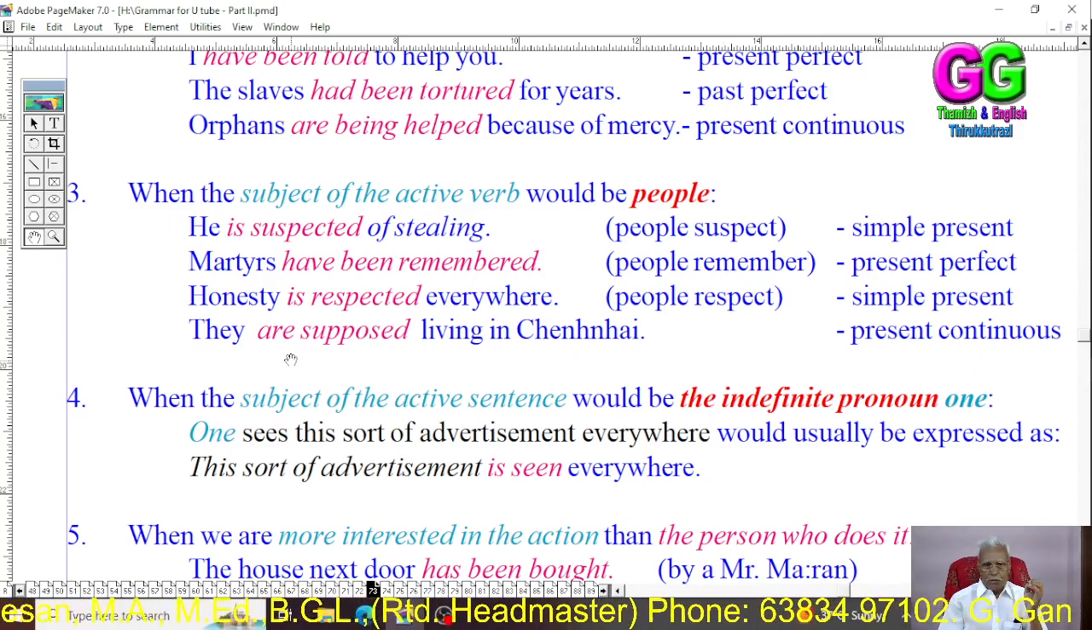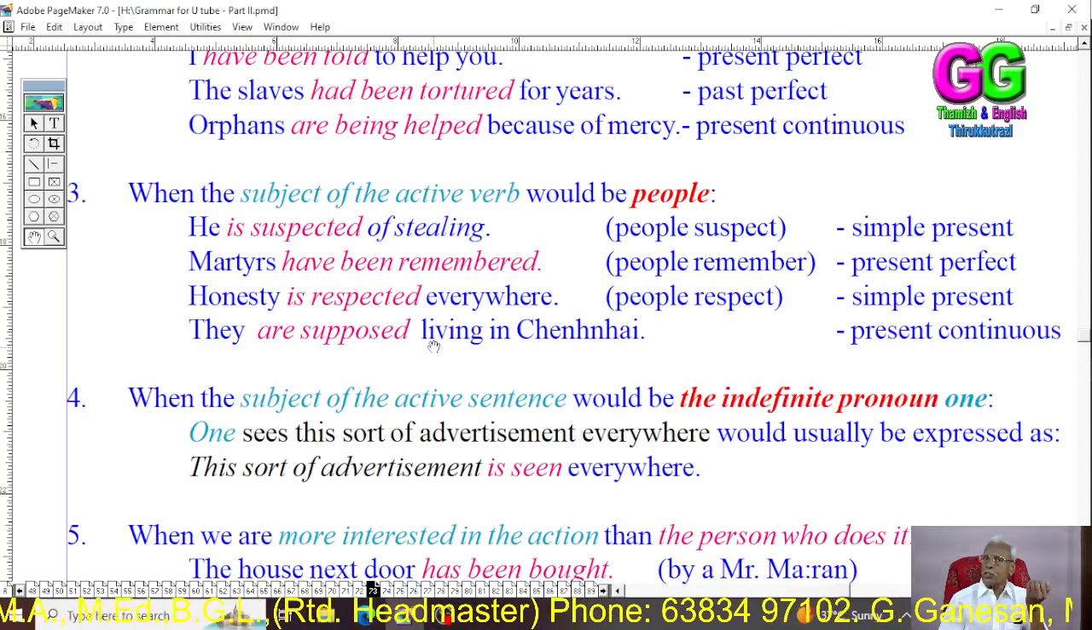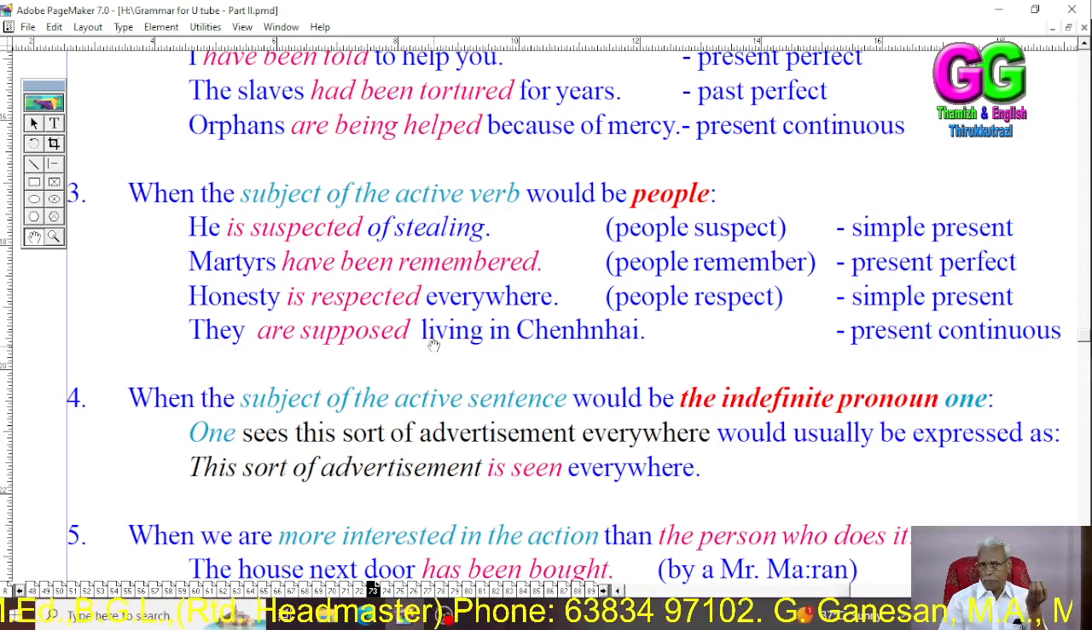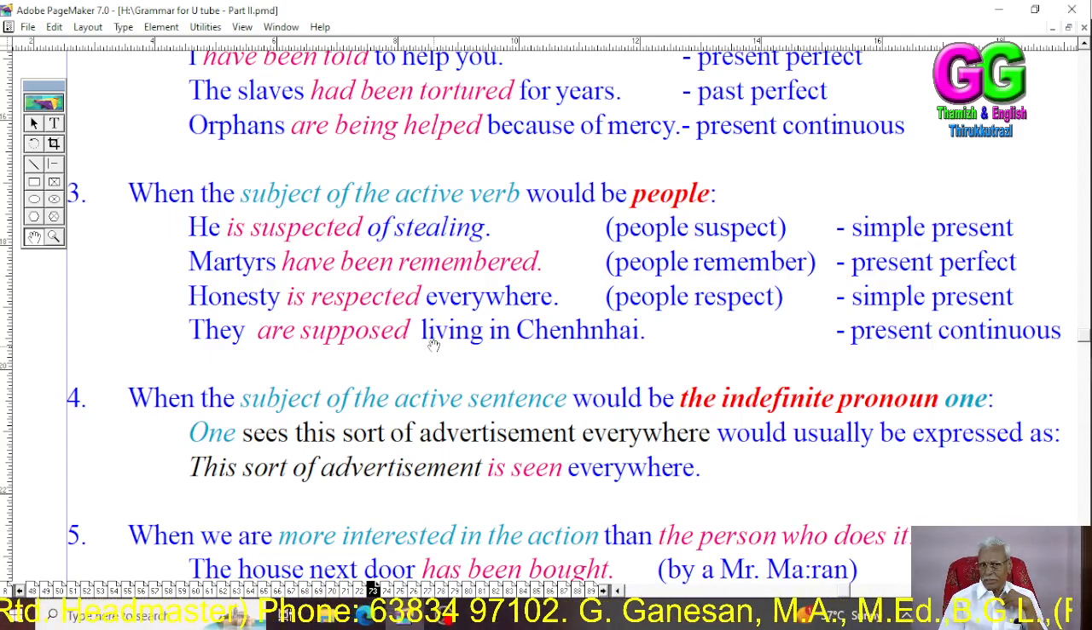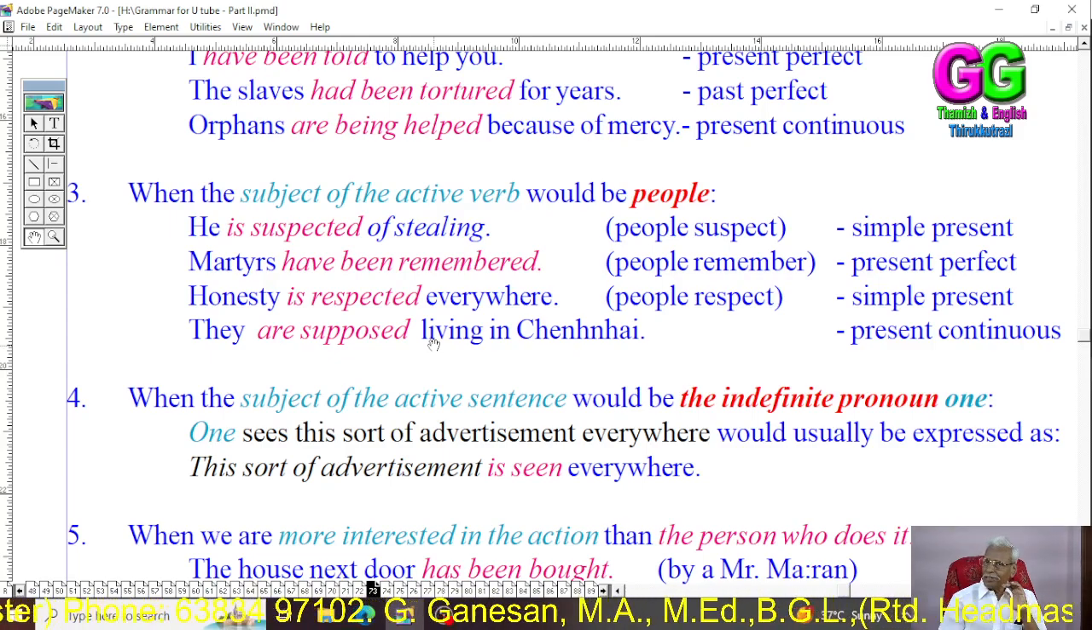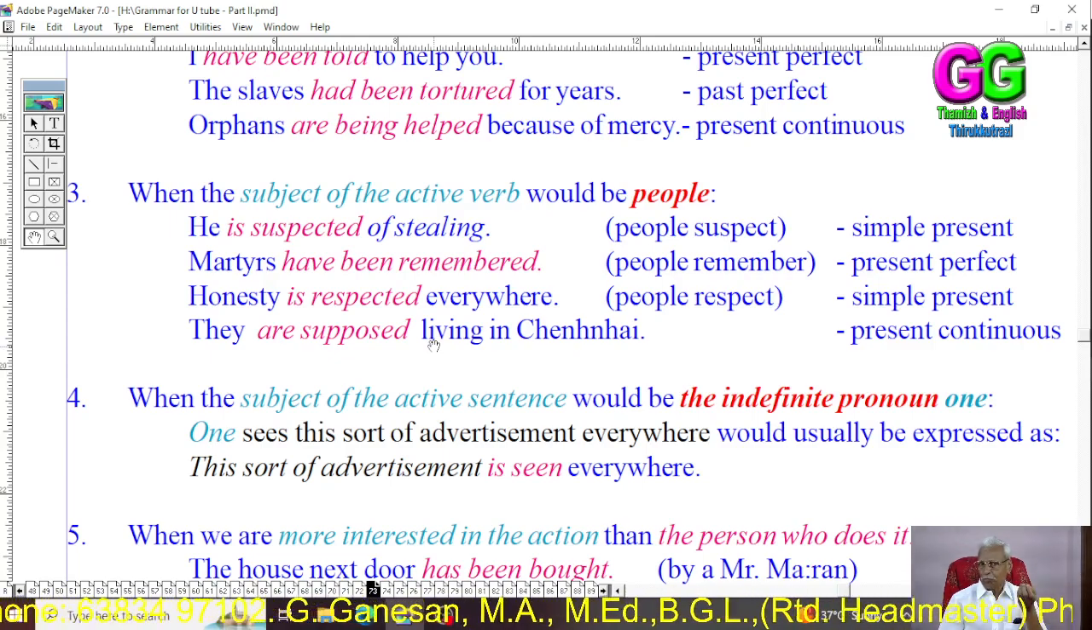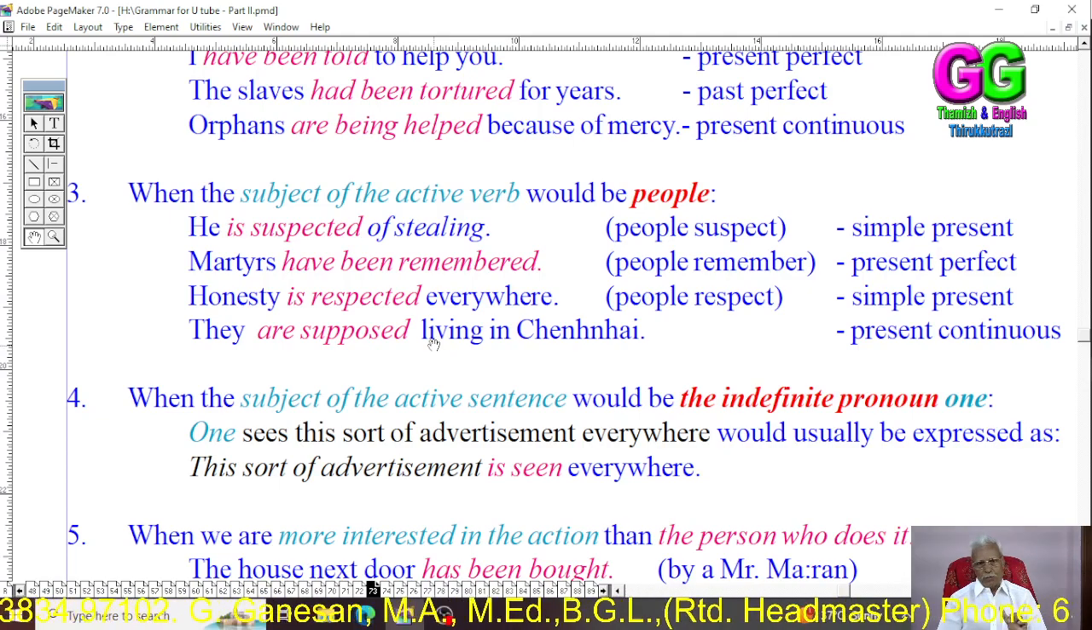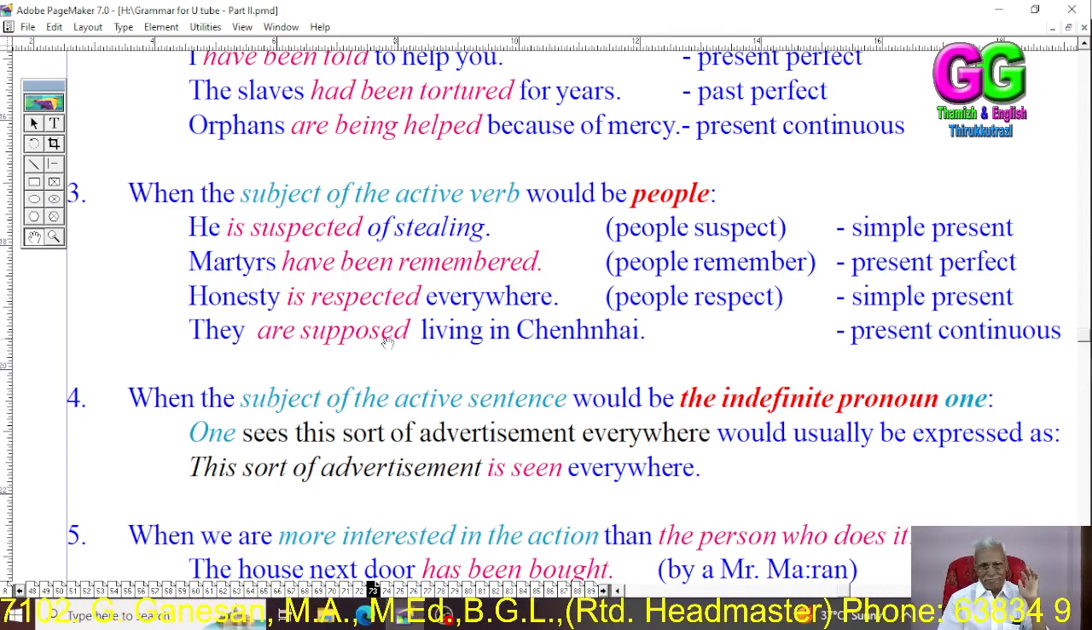They are supposed to be living somewhere else; we don't know. I think, I suppose, they are living in Chennai. It is better expressed in passive form. They are supposed to be living in Chennai.